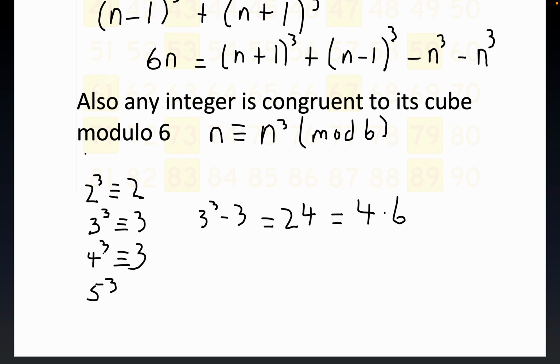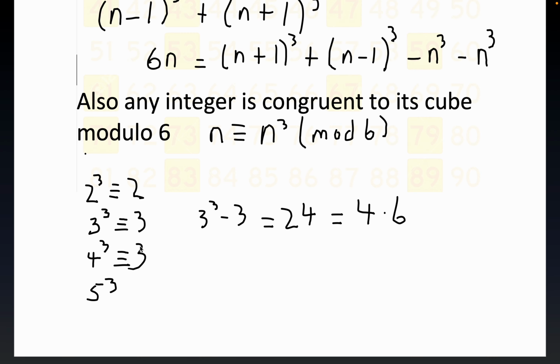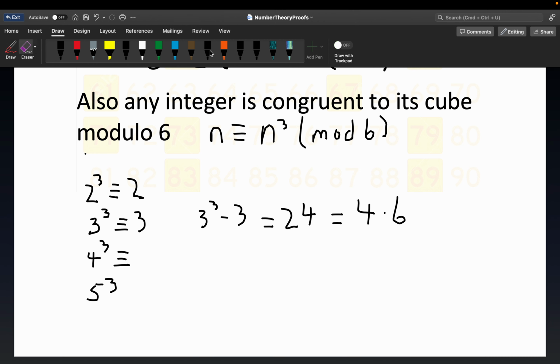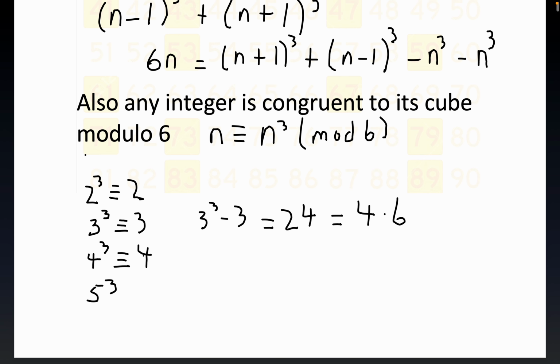Wait, 4 cubed is 64. This should be 4, folks. Sorry. All right, so let me erase that. That should be 4. Y'all, 4 cubed is 64. 64 minus 4 is 60, which is divisible by 6, okay?